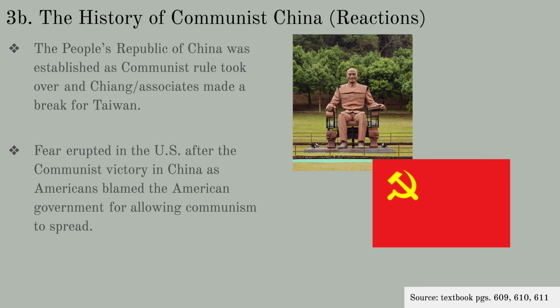3B, the reactions. The People's Republic of China was established after the communist rule took over and Chiang and his associates made a break for Taiwan. Fear then erupted in the US after the communist victory in China, as Americans blamed the American government for allowing communism to spread. The picture on the top left is a statue of Chiang Kai-shek in Taiwan, and the picture on the bottom is a flag that somewhat represents communism.